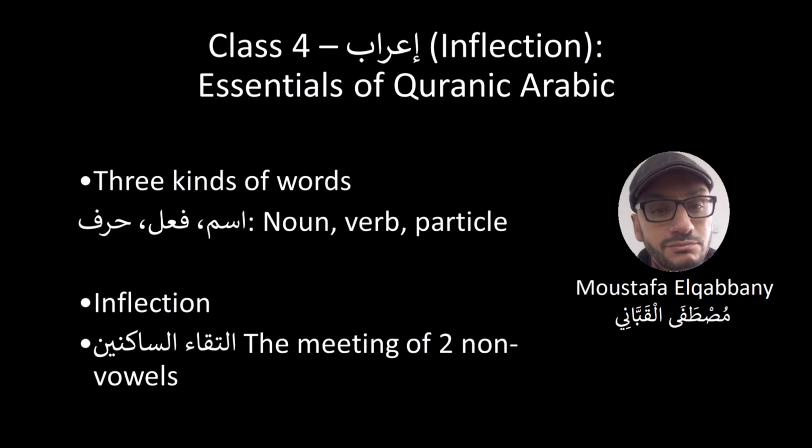If we were to say ضرب زيد عمرا, ضرب زيد عمرا, what does this sentence mean? It means that Zaid hit Amr.